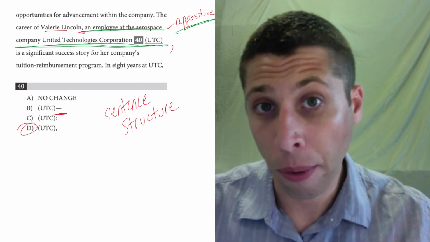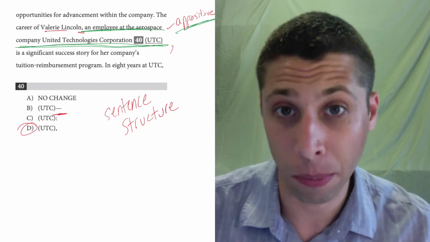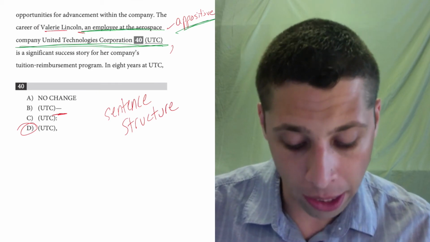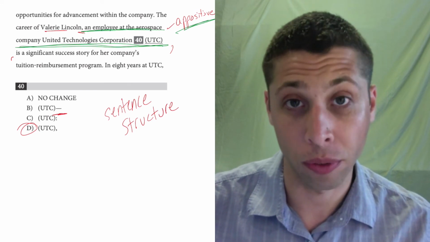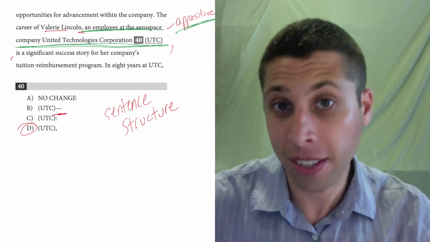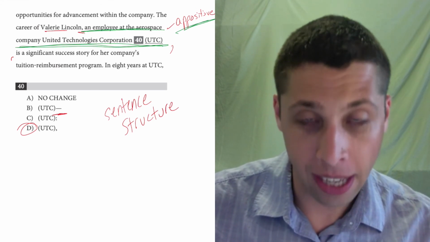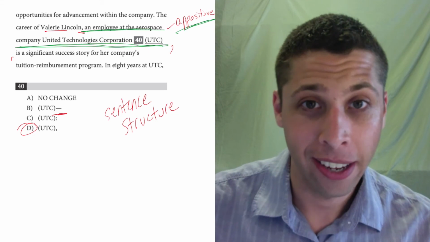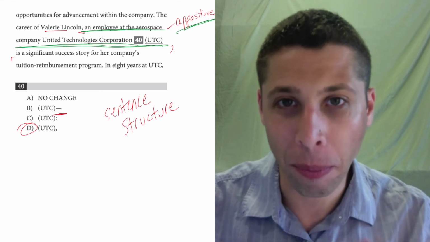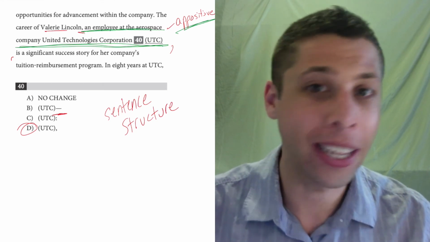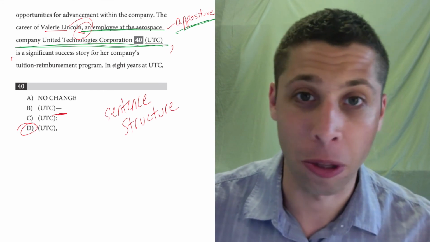And just to be clear, how would we know that it's extra? Just read the sentence without it and see how it sounds. It should still be a complete thought. The career of Valerie Lincoln is a significant success story for her company's tuition reimbursement program, right? The sentence could exist without this description. And that's why it's kind of, in a way, a parenthetical. It's all extra in between those two commas. So that's why the parentheses themselves don't matter. I put that comma there because of this comma here, not because of anything having to do with the parentheses.